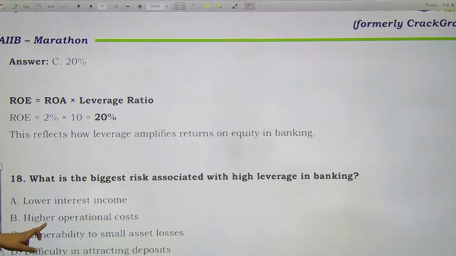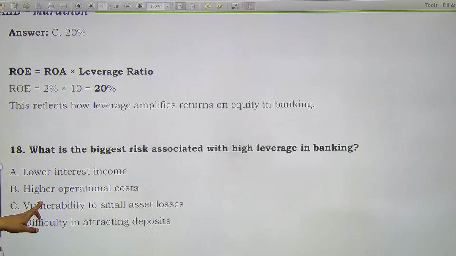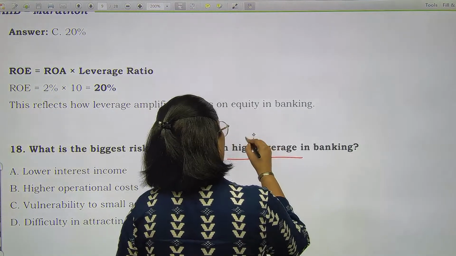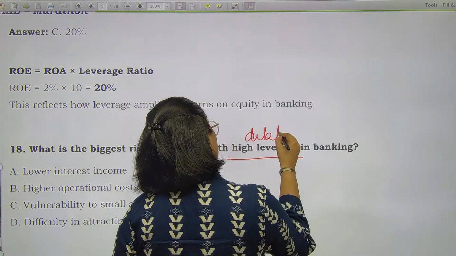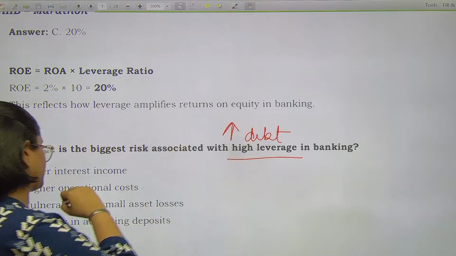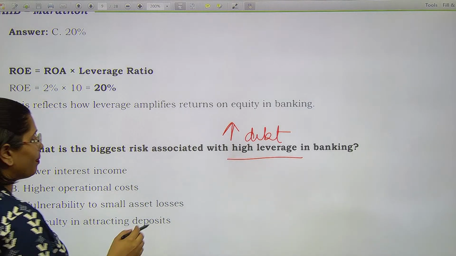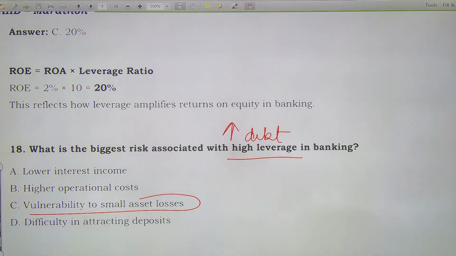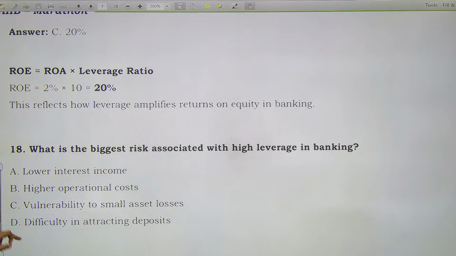Okay? Now, what is the biggest risk associated with high leverage in banking? High leverage means if you are going to use increased debt, अगर आप debt ज़्यादा use करने लगोगे, so what is the risk, right? So over here you might become vulnerable to small asset losses. ठीक है? This is a problematic thing or the biggest risk which is associated with high leverage.